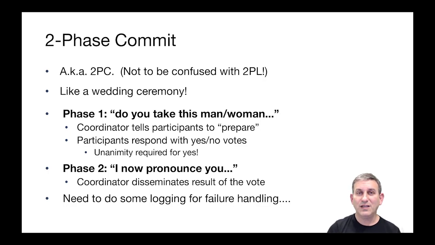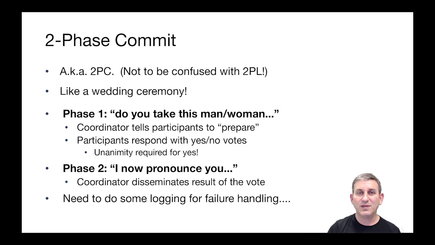Okay, two-phase commit works very much like the wedding ceremony, and Jim Gray famously used this analogy in an early paper on distributed transactions. In the first phase, it's like when the officiant at the wedding says, do you take this man, do you take this woman, etc., to be your lawfully wedded spouse? So in phase one, the coordinator of the transaction, remember that every transaction has a coordinator, tells all the participants to prepare to commit. The participants will respond with yes or no votes as to whether they want to commit. It has to be unanimous. And once all those votes are received, that's the end of phase one. The coordinator now knows the fate of the transaction.